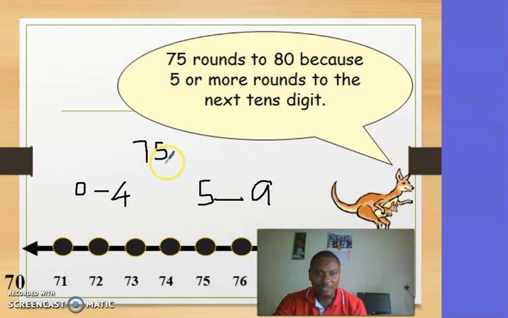So we're going to look at the unit digit, which is 5. Now, if the number is between 5 to 9, it adds 1 to the number before it. But if the number is 0 to 4, it won't add any value to the number before it. So looking at 75, we discovered that 5 is between 5 to 9. So it's going to add to 7, which will give us 80. So rounding 75 to the nearest 10 will give us 80.